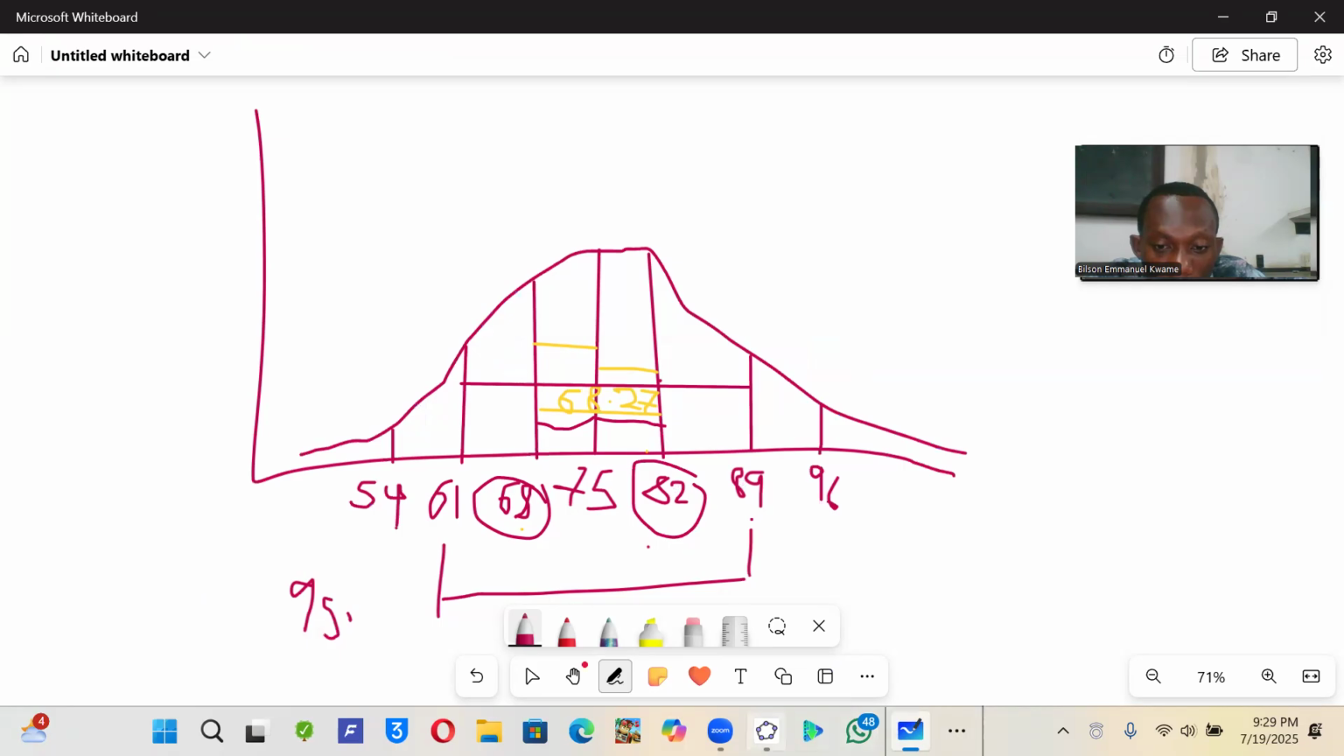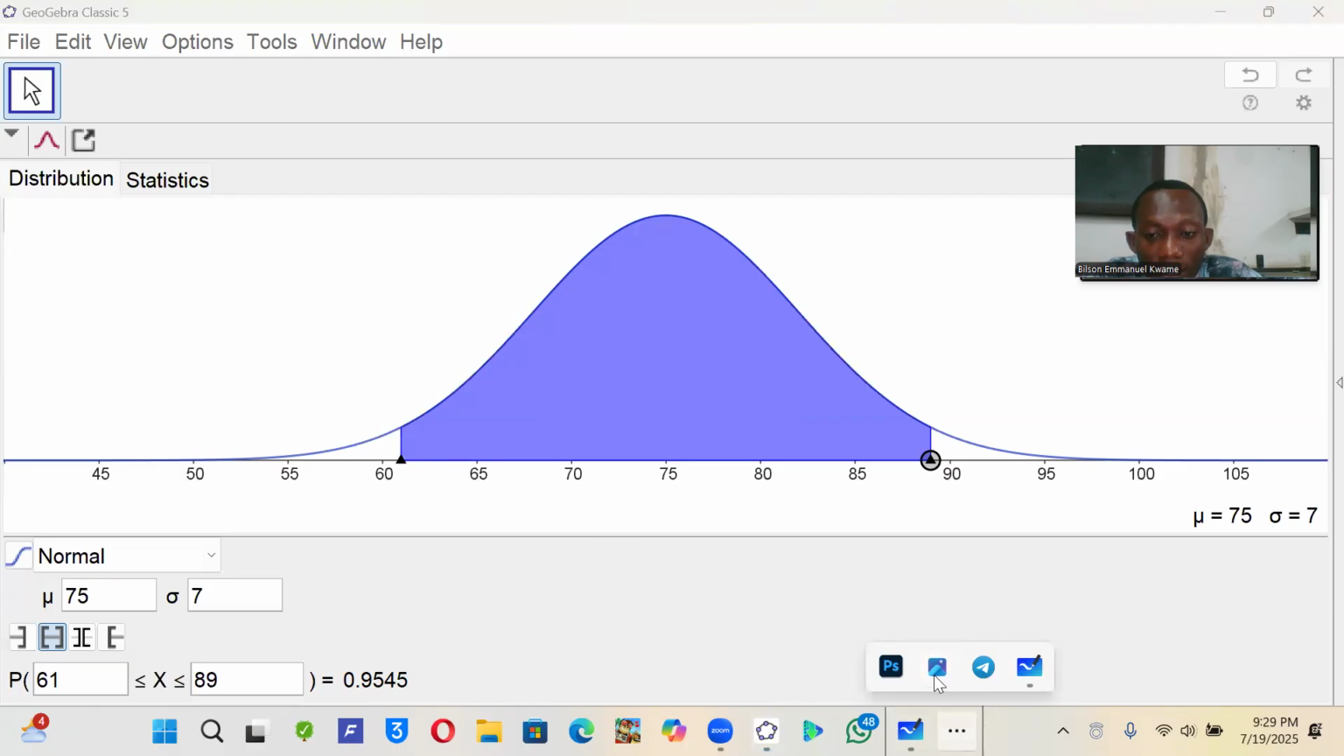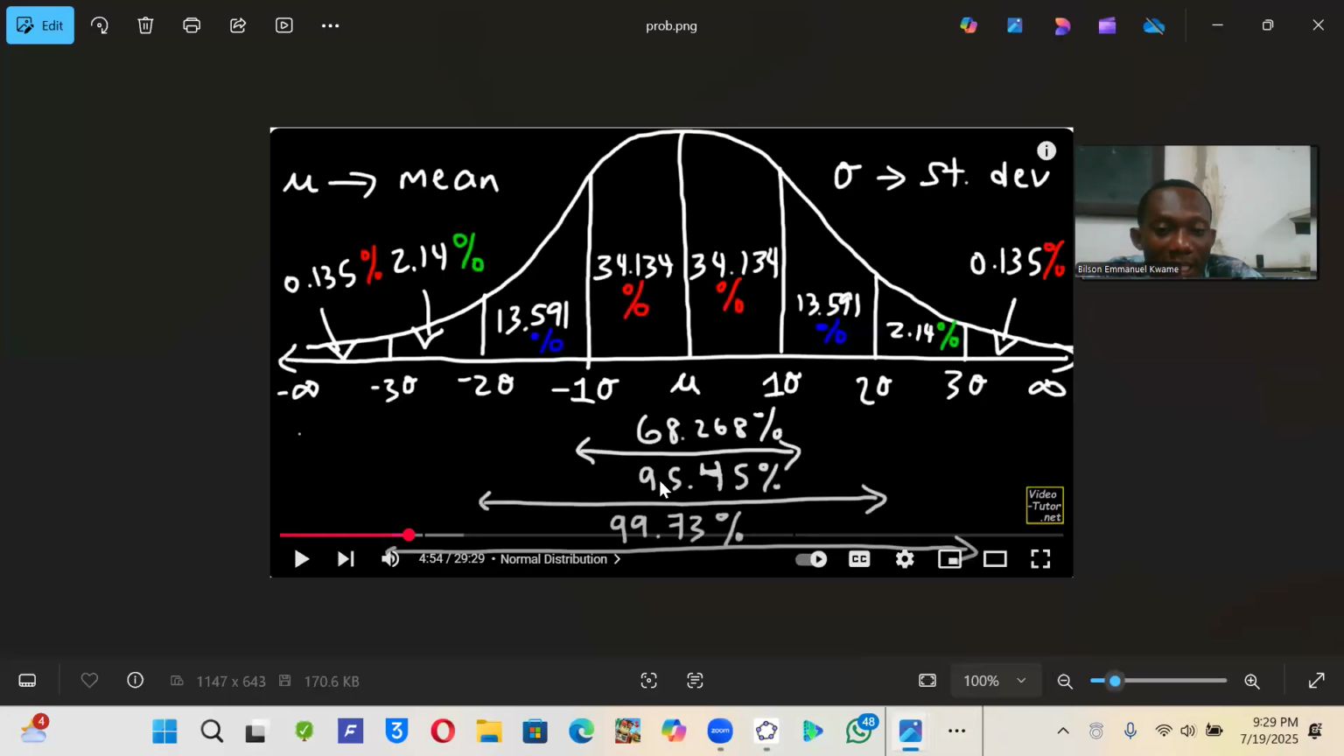You get it? So we come to GeoGebra, 61 to 89. You can see that it's going to give me 95.45. Do you get it? Right. So the answer that we are going to get is no difference from the 95.45. Do you understand? That is the distance from any.